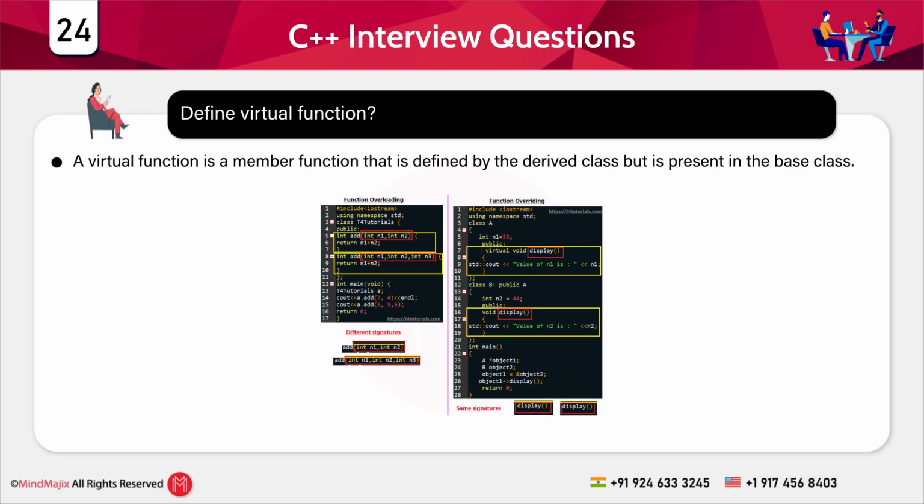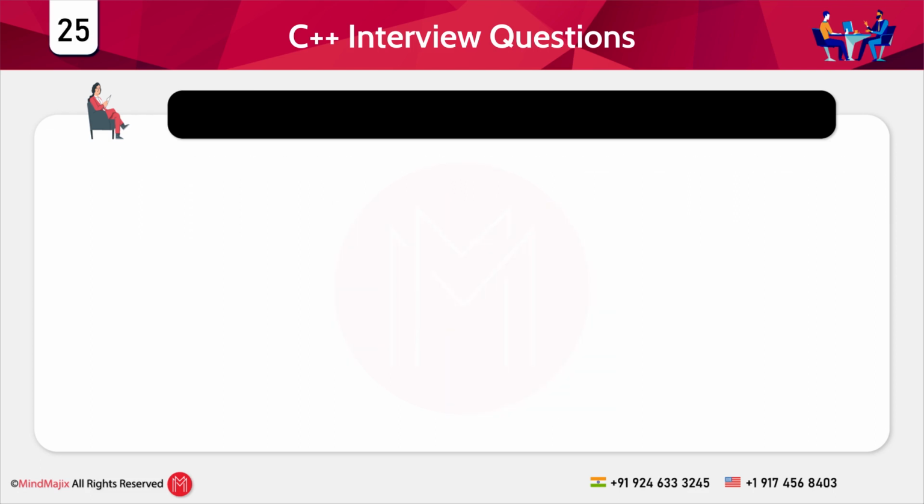Basically, a virtual function is a member function that is defined by the derived class, but it is present in the base class. When the same function name is used both in the base and the derived class, the base function is declared with the keyword virtual. Whenever a function is declared as virtual, C++ determines which function to call at runtime based on the type of object referenced by the base class pointer. By changing the base class pointer to point to distinct objects, we can execute many copies of the virtual functions.